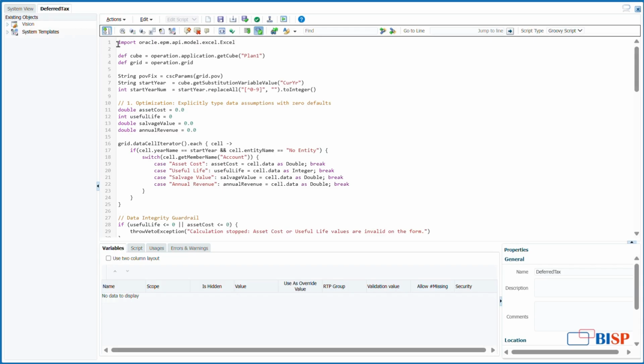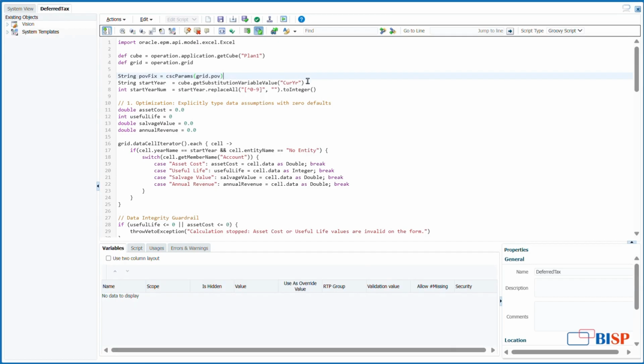At the very beginning, we are importing the Excel library. This gives us access to Excel financial functions such as SLN, which calculates straight line depreciation, and DDB, which calculates double declining balance depreciation. Instead of manually writing complex depreciation formulas, we can simply use the same financial functions that Excel provides. Next, we obtain references to the planning cube and the currently opened data form. From the data form, we generate the POV fix statement using CSC params. This is a very useful approach because the rule automatically runs only for the members selected on the form instead of scanning the entire cube.